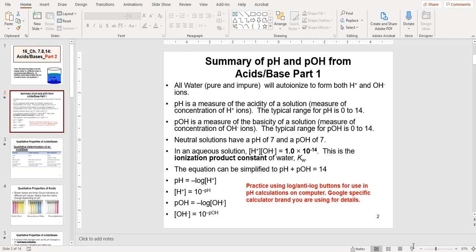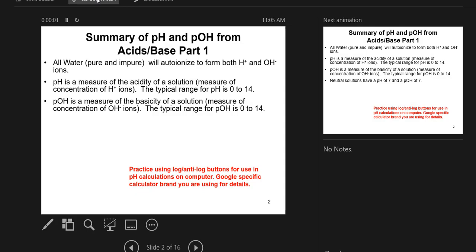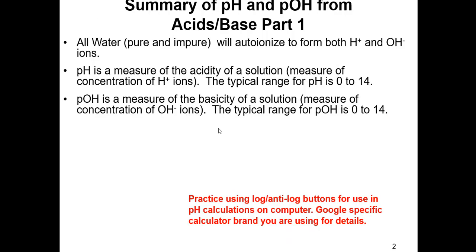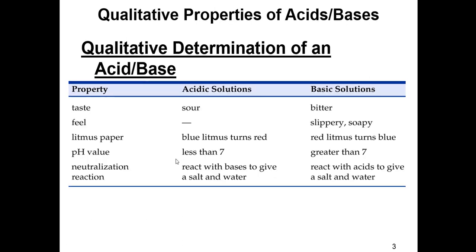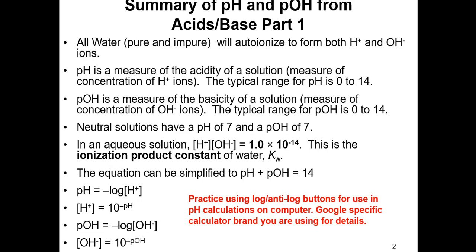In slide 2, we summarize all of the calculations you had to learn from part 1 of the acid and base chemistry. If you haven't already, please be sure to practice using the log and anti-log buttons for use in pH calculations on your calculator. That means you're going to have to Google the calculator brand in order to figure out those details, because every manufacturer has their own way of doing log and anti-log calculations.